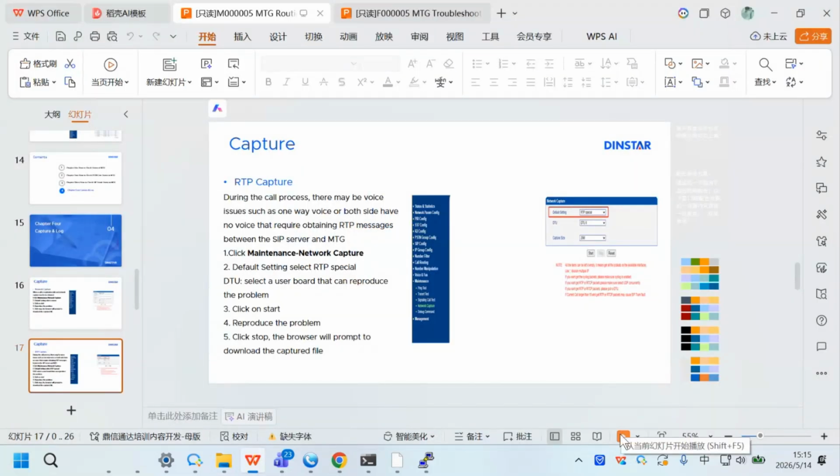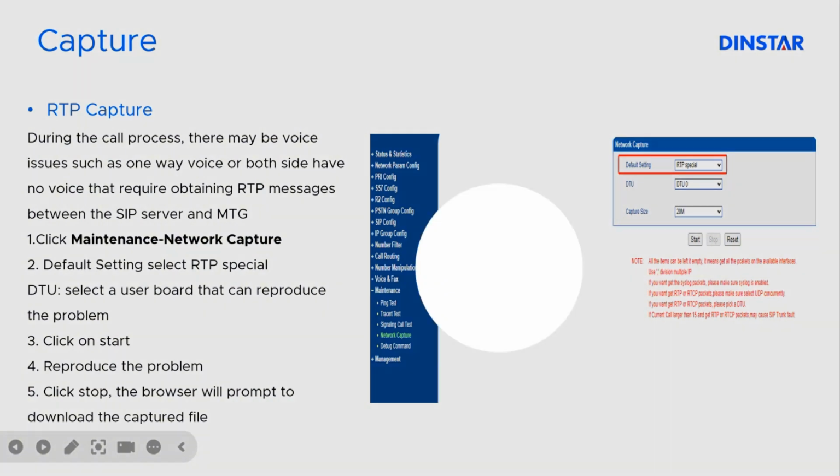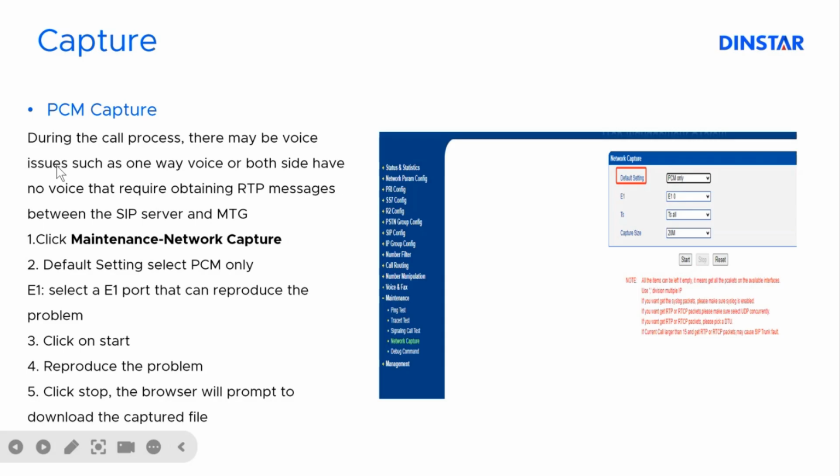Okay, so let's get back to the topics. And here is also the PCM capture. The PCM capture is for the E1 voice quality issues. You can also check it for the one-way audio or no sound issues.